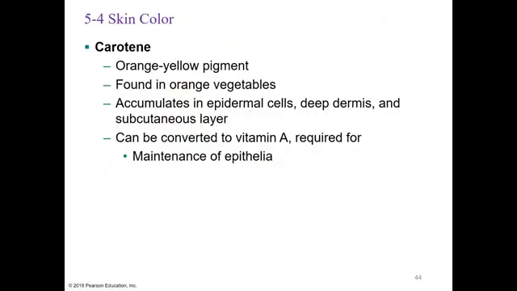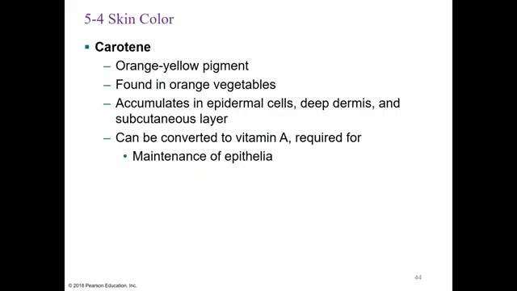Okay, so carotene is an orange-yellow pigment found in orange vegetables. Some good places to find carotene would be pumpkins, certain types of squash, and also carrots and sweet potatoes. And by the way, carotene sounds a lot like keratin, but clearly they're not the same thing, so be careful about that. Carotene accumulates in epidermal cells, deep dermis, and subcutaneous layer.